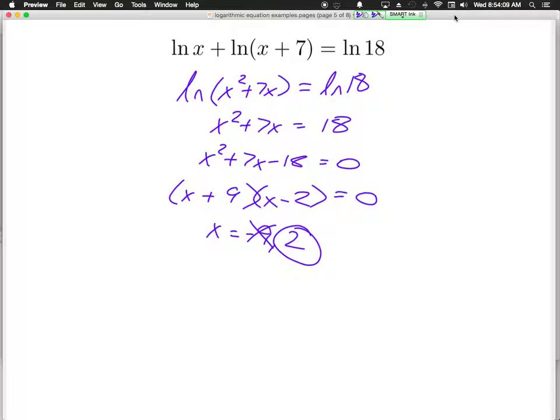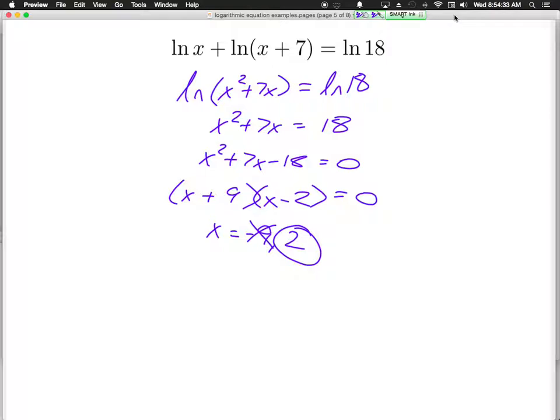So if I have an equation that is made up of just logs, what do we do? Combine them to where I have one log on each side, and then once I have one log on each side, then I set the insides equal. If the bases are the same, then you can set them equal.